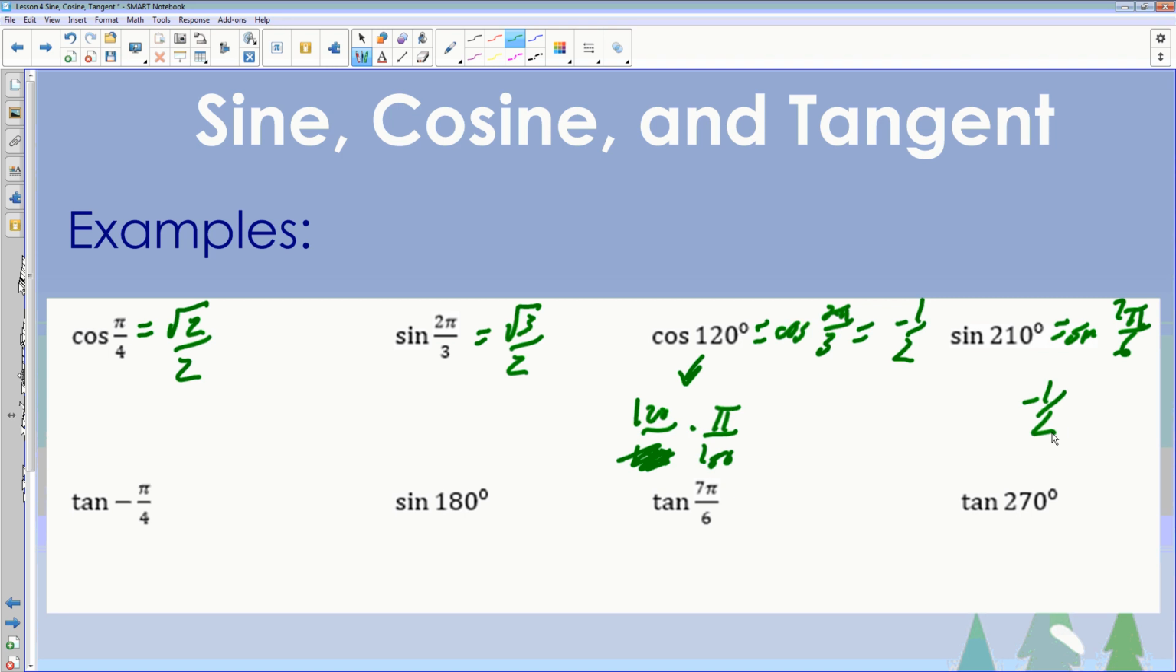Tangent of -pi over 4 is -1. Sine of 180, 180 is the same as pi, sine of pi is 0. Tangent of 7 pi over 6 ends up being √3 over 3. And tangent of 270, 270 is the same as 3 pi over 2, and you can't find the tangent there. It's undefined. So that's sine, cosine, tangent.